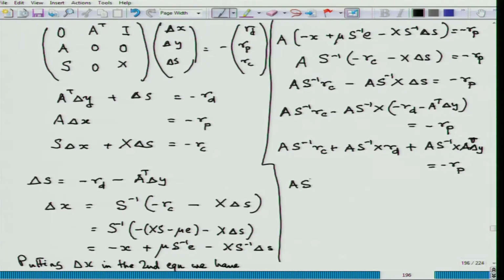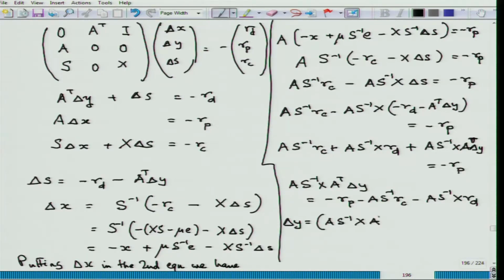So, A S inverse x A transpose delta y is equal to minus R P minus A S inverse R C minus A S inverse x R D, and delta y thus is equal to A S inverse x A transpose inverse times minus R P minus A S inverse R C minus A S inverse x R D. So, this is delta y.